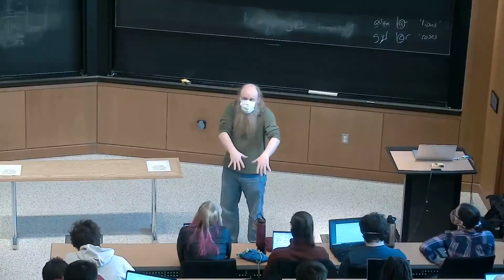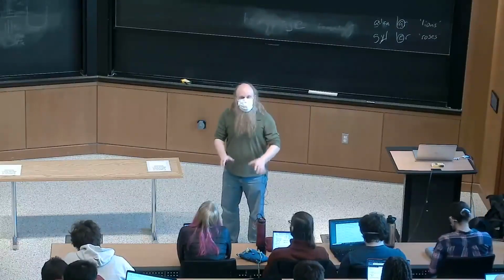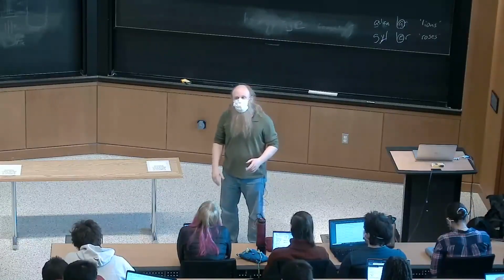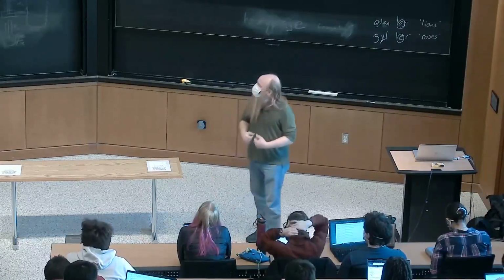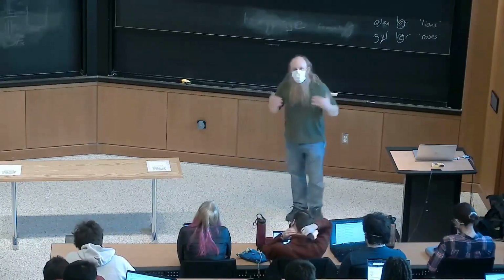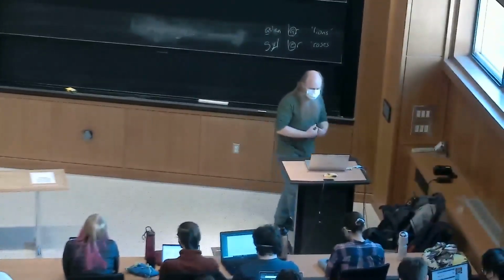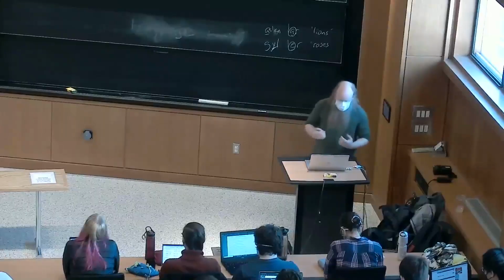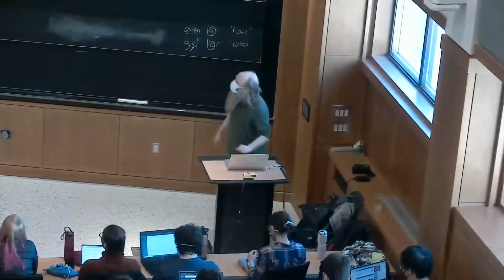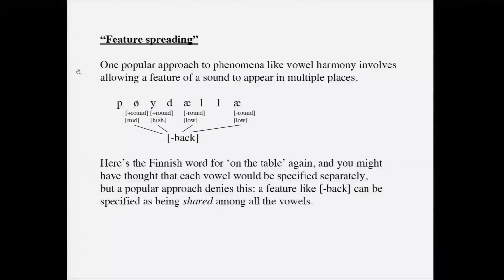And then there's this thing about, oh, and I don't like certain kinds of vowels. So those vowels get to be specified. But words just specify whether they're front words or back words. You don't specify it over and over again from one vowel to the next. This is one popular way of talking about how we want to do vowel harmony.